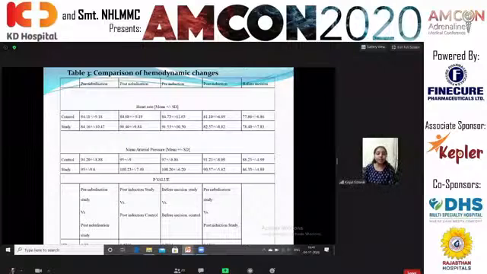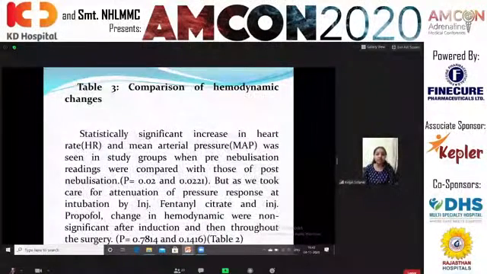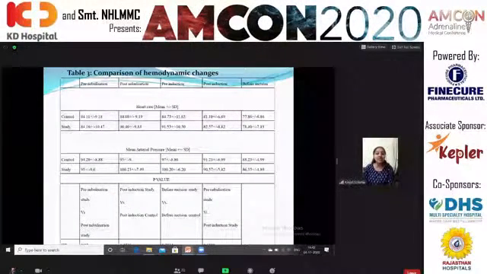This table is showing comparison of hemodynamic changes. From this table, we can easily state that there is a statistically significant increase in the heart rate and mean arterial pressure seen in the study group when pre-nebulization readings were compared with the post-nebulization readings. But as we took care of attenuation of pressure response at intubation by injection fentanyl and propofol, changes in hemodynamics were non-significant after induction and then throughout the surgery.